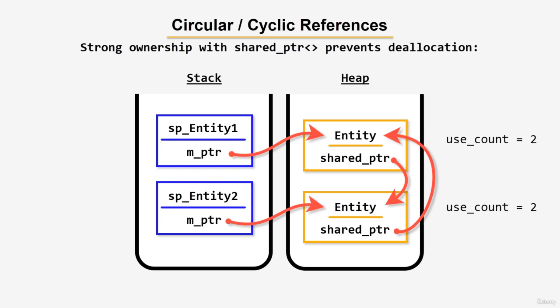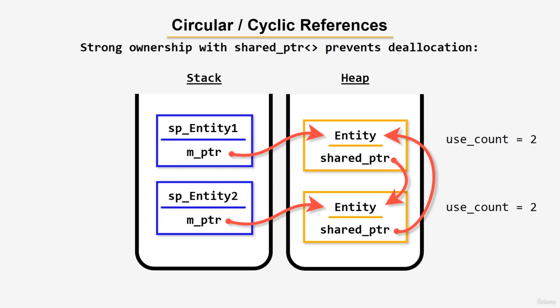Now the strong ownership with the shared pointer is going to prevent the deallocation, and that will lead to a memory leak, as we'll see later on in the example. Let's take a closer look at those entity heap objects. The use count for those will be 2 because we have a shared pointer on the stack that owns each one of those entities. So shared pointer entity 1 owns the top heap object, but you will also notice that the bottom entity on the heap, that instance as part of it, remember, has a shared pointer that also owns the top heap entity now. And the same thing with the shared pointer entity 2 on the stack that owns the bottom heap object, but that bottom heap entity is also owned by the top heap entity.